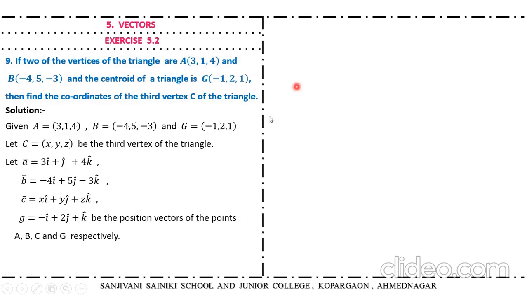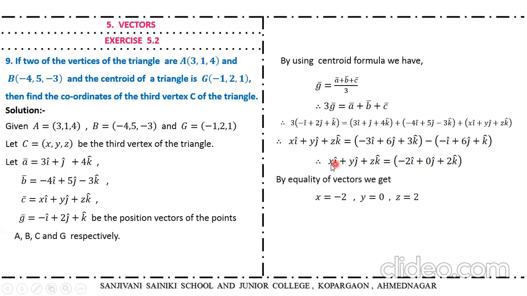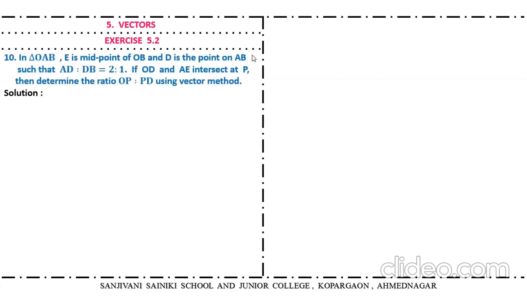Okay, so by using the formula of centroid of the triangle, what will you get? What is the formula for centroid of the triangle? G bar is equal to (A bar plus B bar plus C bar) upon 3. So we put all those A bar, B bar, C bar, and G bar in this formula. We get this equation. After simplifying it, we get xi plus yj plus zk is minus 2i plus 0j plus 2k. Equating the components, we get x is equal to minus 2, y is equal to 0, and z is equal to 2. So these are the coordinates of the third vertex.